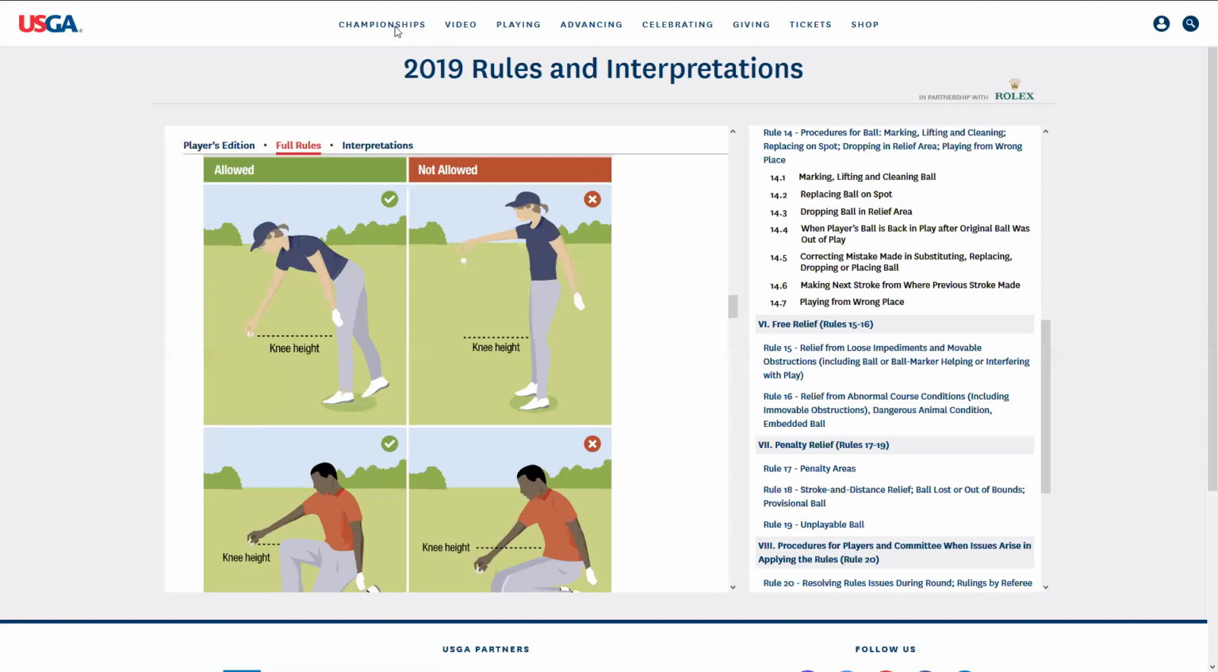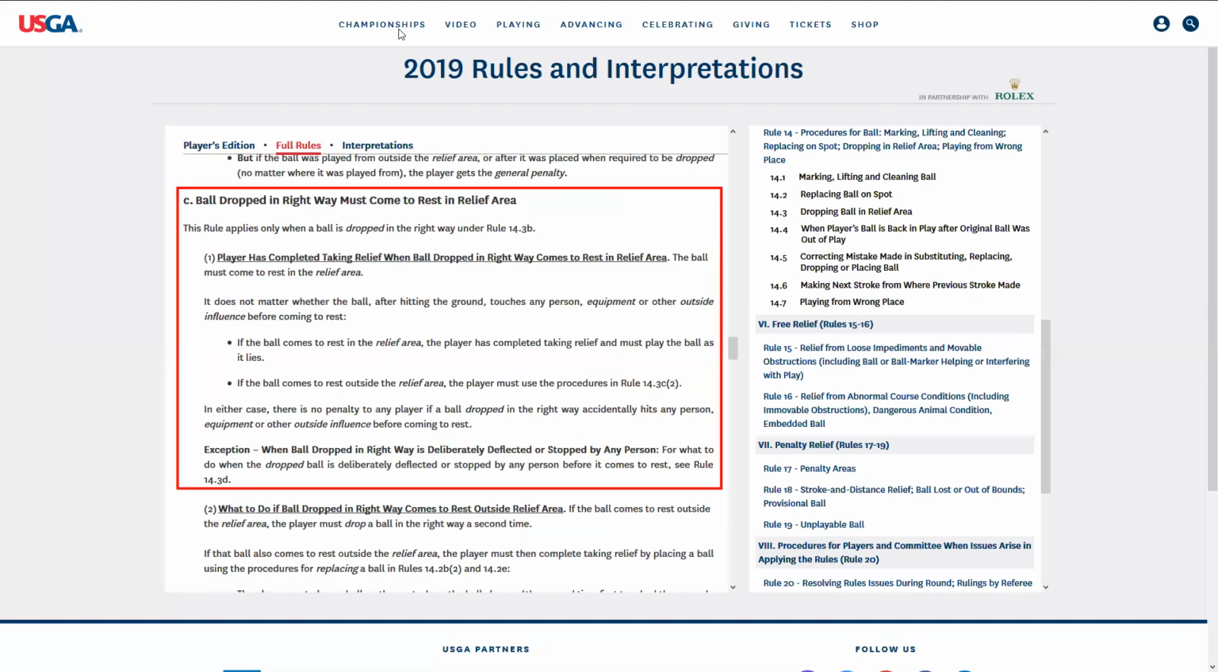All right, 14.3c. This rule applies only when a ball is dropped in the right way. So again, we're not even going to get to this position under 14.3c unless a person has dropped in the right way, which could take them 10 times to do it correctly. But once they've done it correctly, we're now under 14.3c. Number 1. The player has completed taking relief when a ball dropped in the right way comes to rest in the relief area. The ball must come to rest in the relief area.